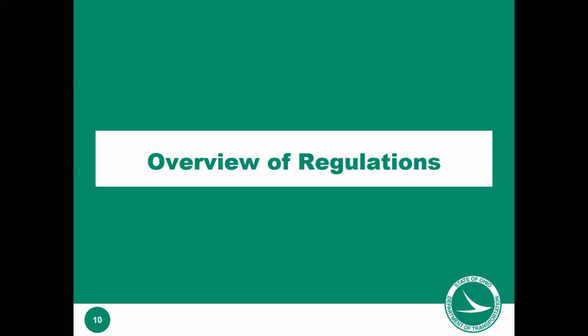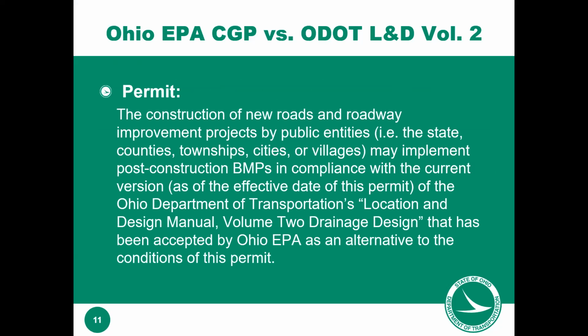And some of this is kind of interesting in why ODOT and transportation projects are different. So the construction general permit has this language, which I'm going to read. I don't like reading off the slides, but I'm going to anyway. It says the construction of new roads and roadway improvement projects by public entities, which is state, counties, townships, cities, or villages, may implement post-construction BMPs in compliance with the current version, when the permit came out, of the Ohio Department of Transportation's L&D Volume 2 drainage design, that has been accepted by Ohio EPA as an alternative to the conditions of this permit.